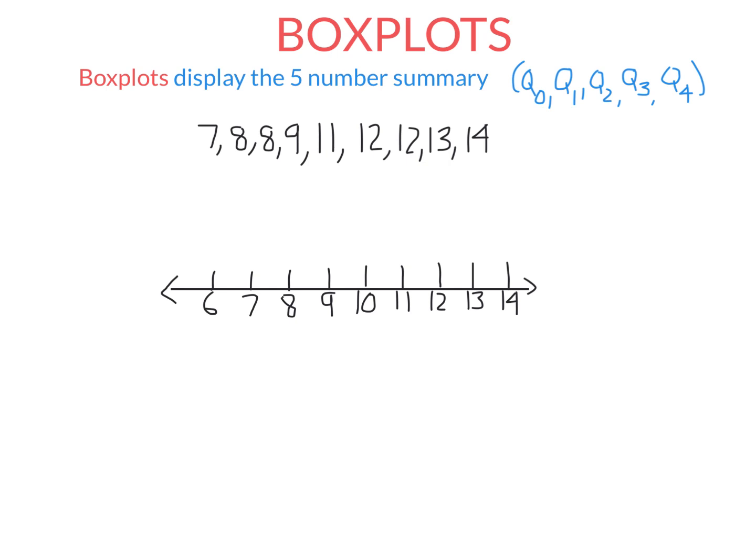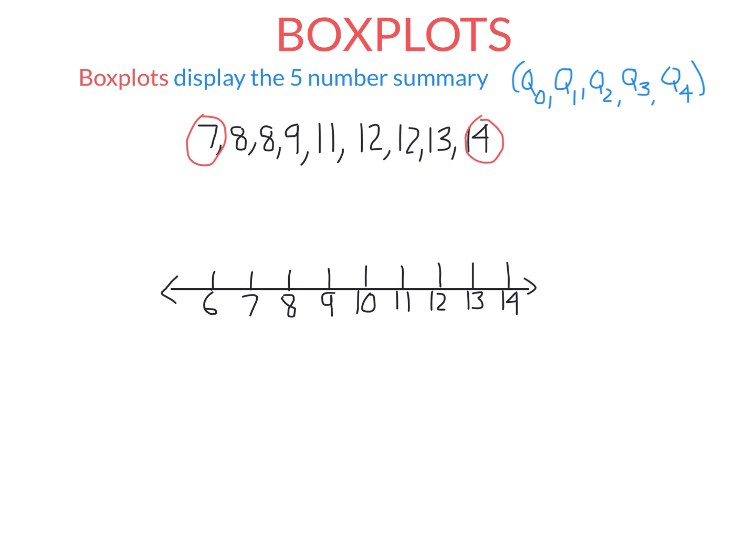So in order to construct a box plot, we first need to calculate the quartiles. So let's calculate the quartiles for these numbers here. We usually start off with Q0 and Q4 because they're the easiest. So Q0 is the minimum, Q4 is the maximum. So Q0 is 7, Q4 is 14.